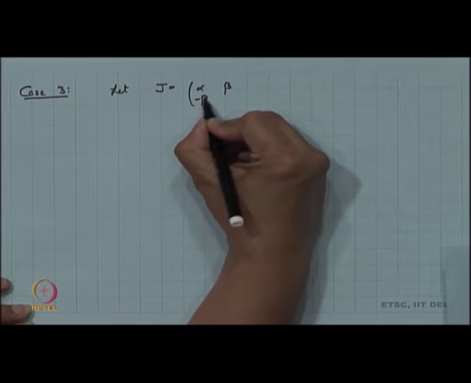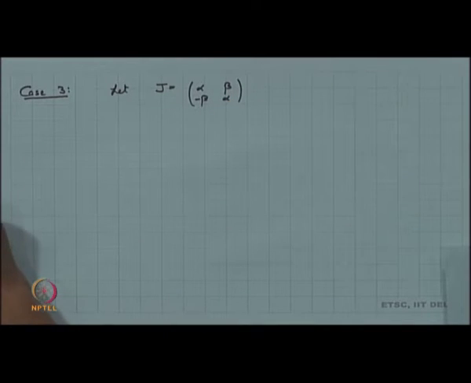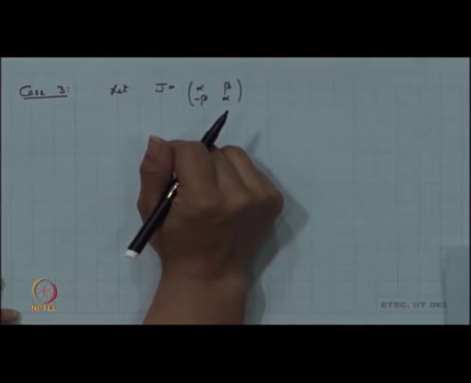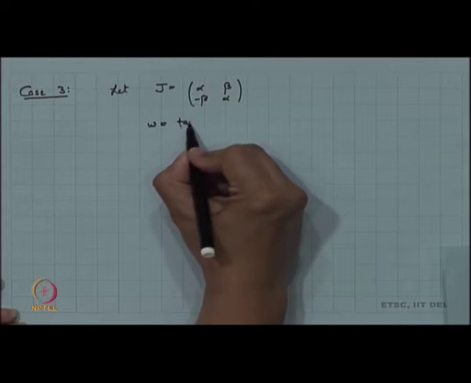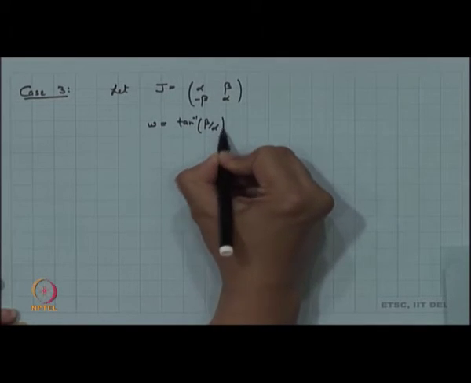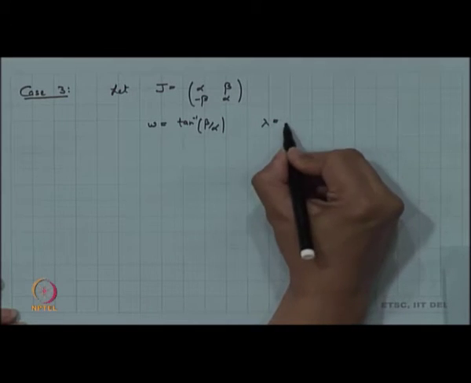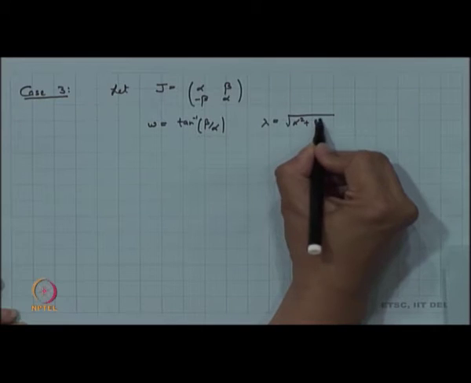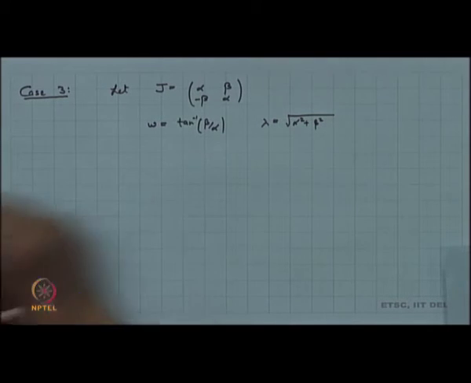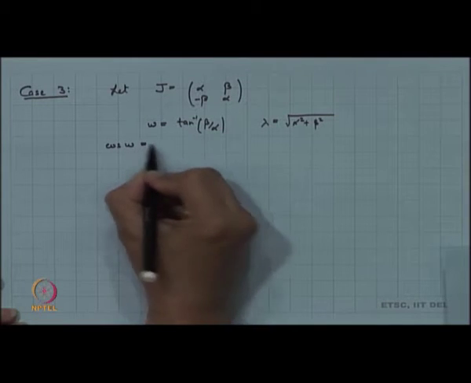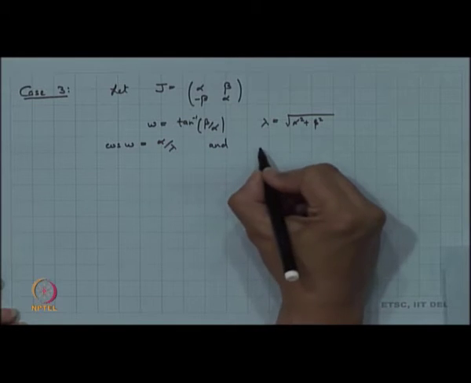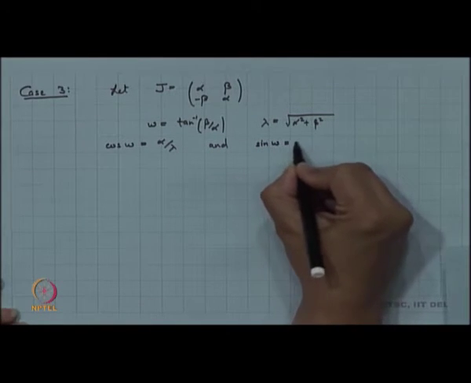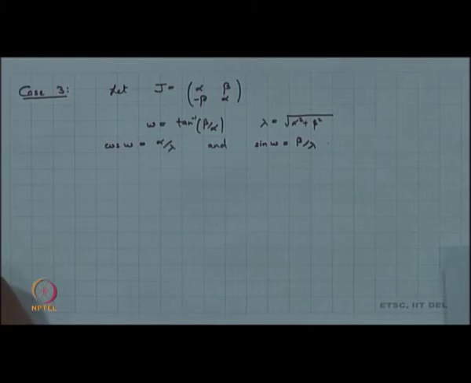So, alpha beta minus beta alpha, this is what your J is. Now, we have already seen how we work out with such J, right. So, we take our omega to be tan inverse beta by alpha and we let lambda be equal to root of alpha square plus beta square, and then we know that we have cos omega equal to alpha by lambda and sin omega equal to beta by lambda, right. We had seen this particular construction.